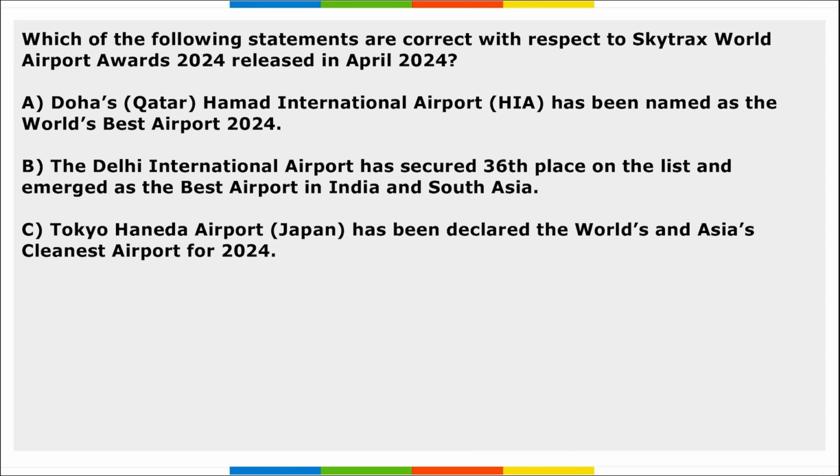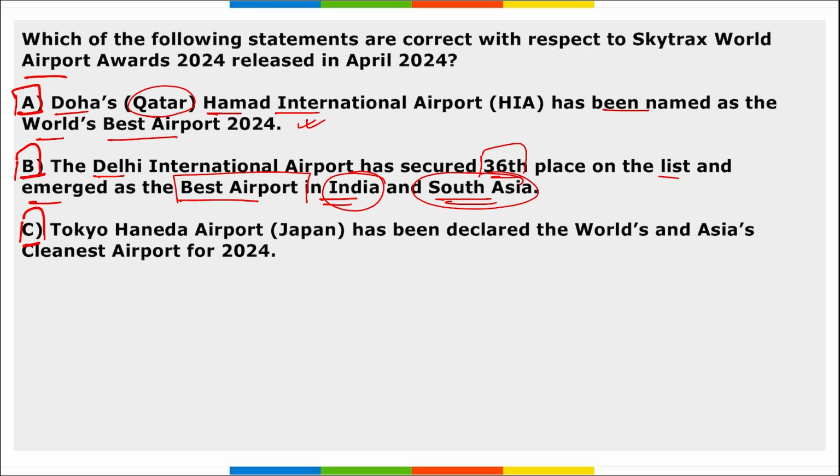Next is, which of the following statements are correct with respect to Skytrax World Airport Awards 2024 released in April 2024? If we look at the options, all the options are rightly mentioned here, A, B and C. Option A, Doha's airport, that is Hamad International Airport, has been named the world's best airport for 2024. Absolutely right. Second is Delhi International Airport secured 36th place on the list and emerged as the best airport in India and South Asia, right?